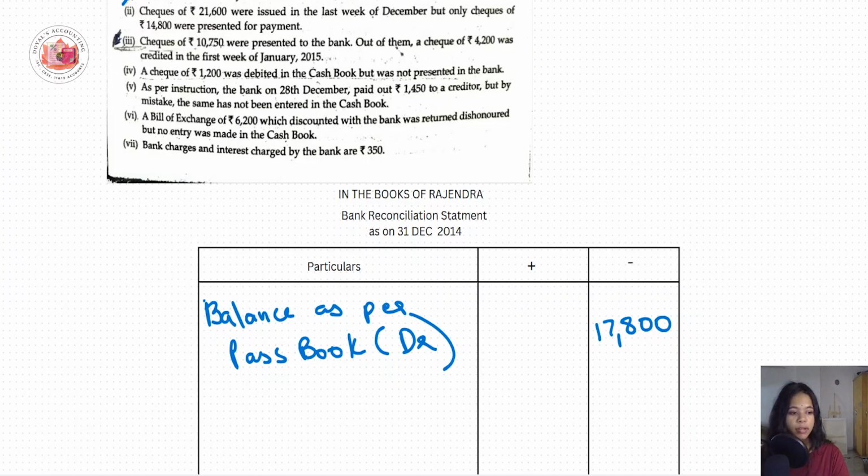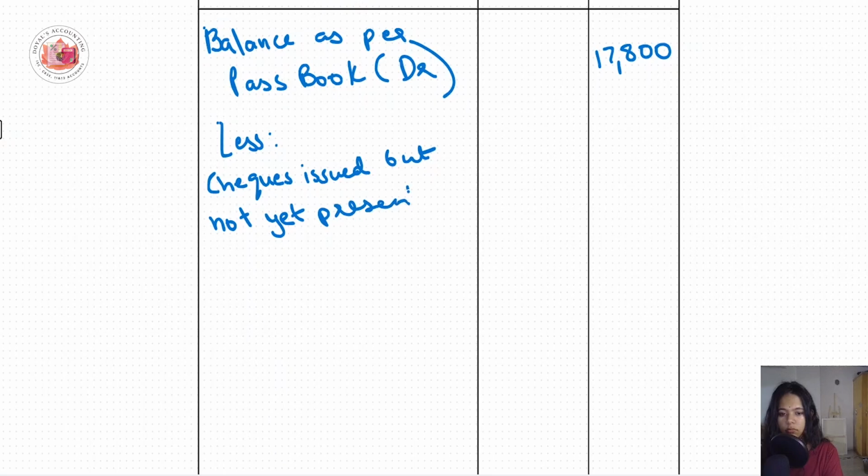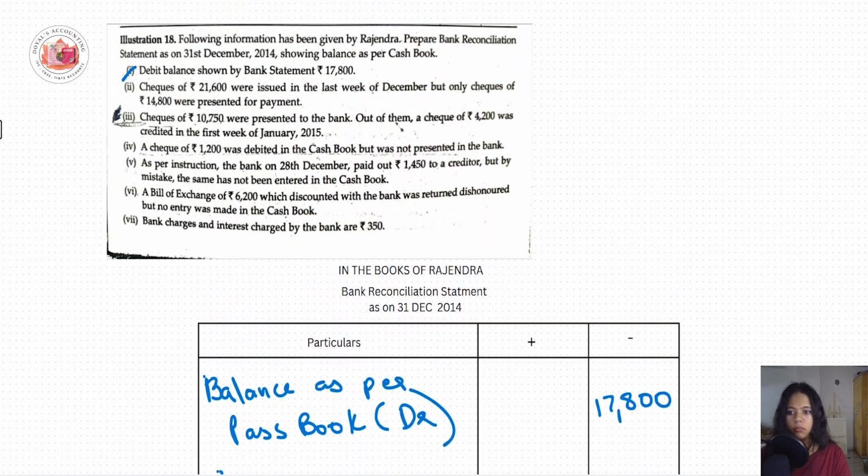So let's write that down. Less: checks issued but not yet presented, 6,800. Okay, let's see the next one.